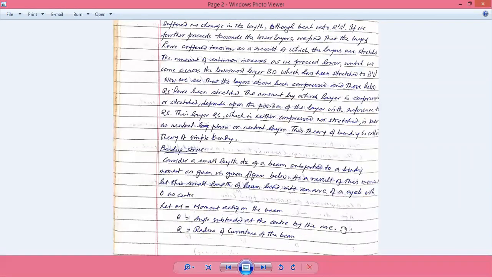Now, bending stress. Again, we are considering the same elemental length of the beam, of length dx. It is already subject to a bending moment due to the action of external forces acting over the beam itself. We calculate the bending moment acting on the beam between this elemental section dx, and it is equal to M. Theta is the angle subtended at the center by the arc itself, and R is the radius of curvature of the beam itself.